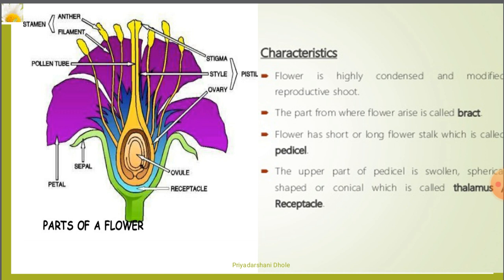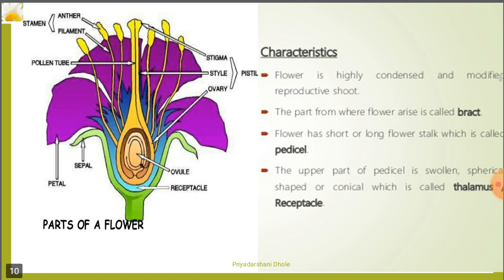This flower is a highly condensed and modified reproductive shoot. The part from where the flower arises is called the bract. Flowers have a short or long flower stalk, which is called the pedicel, and such flowers are called pedicellate flowers. The upper part of the pedicel is swollen, spherical or conical, and is called the thalamus or receptacle. You can see the sky blue colored part, which is the receptacle.